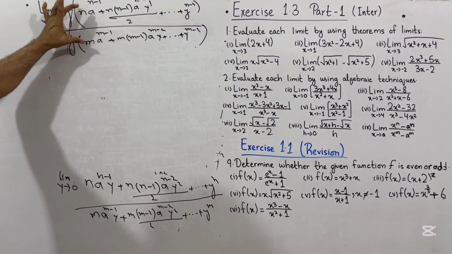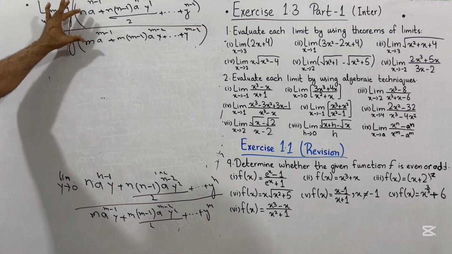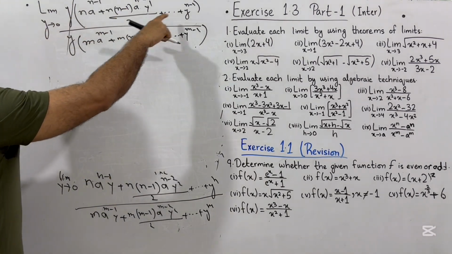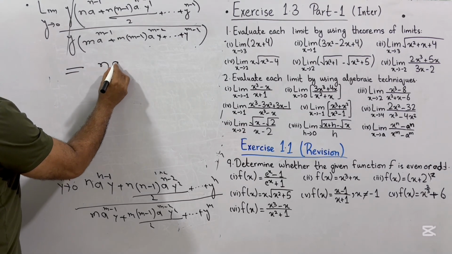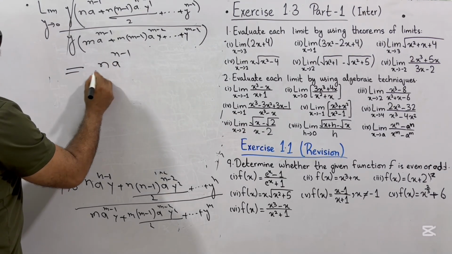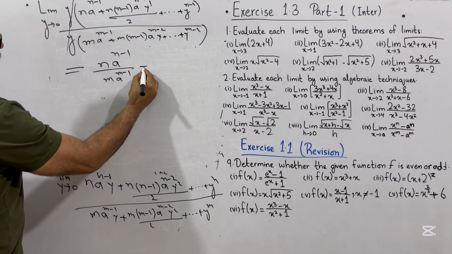Just these two terms are independent of y. These two terms are independent of y. Put y is equal to 0, overall 0. These two terms are our final answer: n a raised n minus 1 overall m a raised m minus 1.